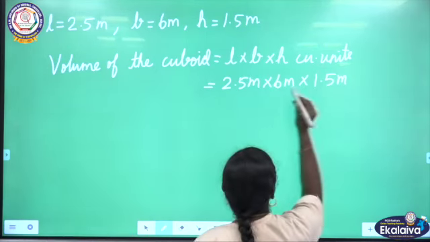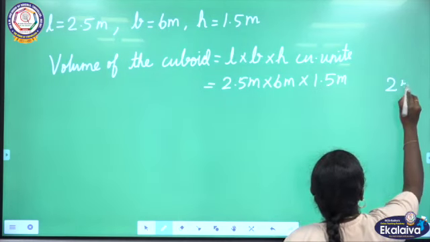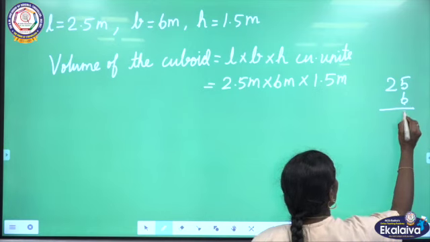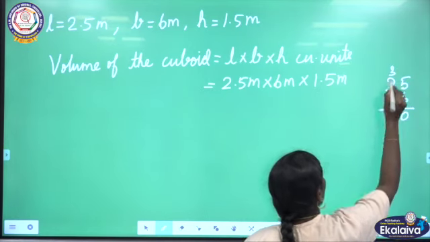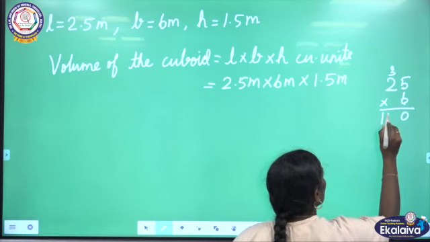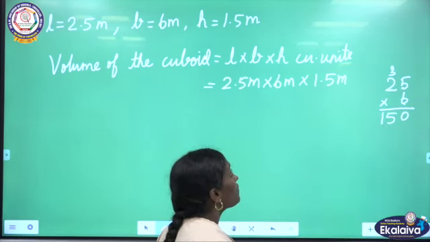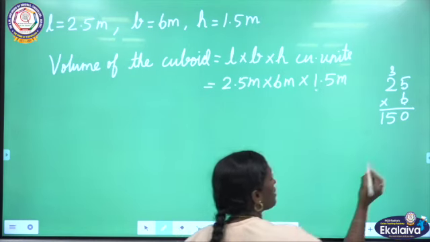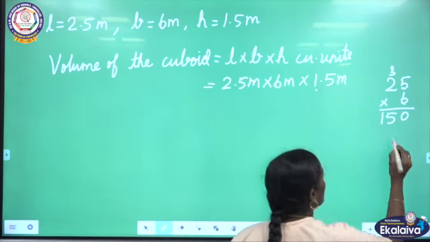So, first I am going to multiply 25 and 6. 25 into 6, 6 5s are 30, 0 here, 3 carry over, 6 2s are 12, 12 plus 3, 15, 150. Then we have to multiply it by 1.5, again we have to take as a 15.